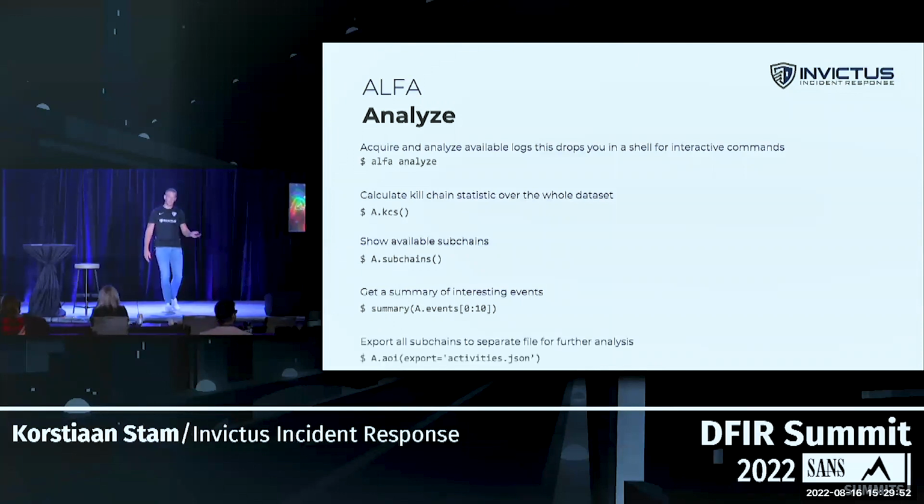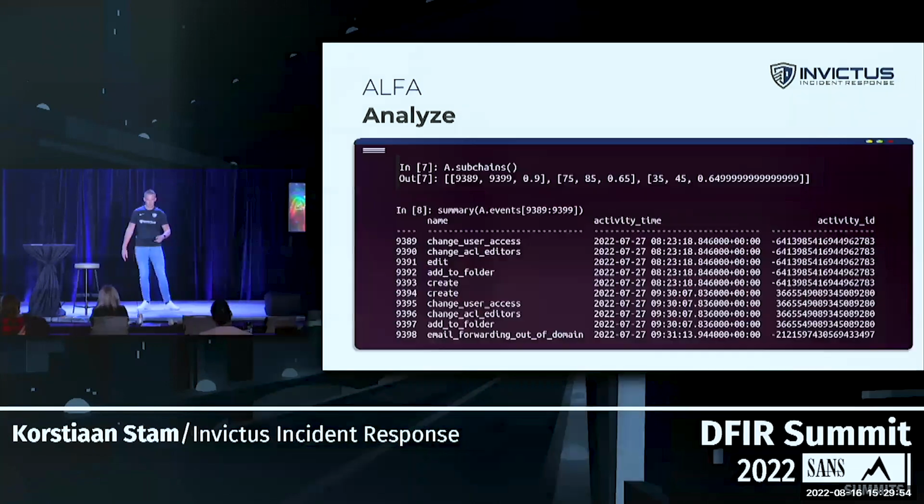Last but not least, you can export these activities for further analysis. So what does it look like? You have to separate anything that belongs to 7 and 8. In 7, we call a.subchains, and it tells us that it found 3 subchains in this data set. One subchain, for instance, has a score of 0.9, which is very high. There's another subchain that starts at event 75 until 85 with a score of 0.65. So it might also be interesting.